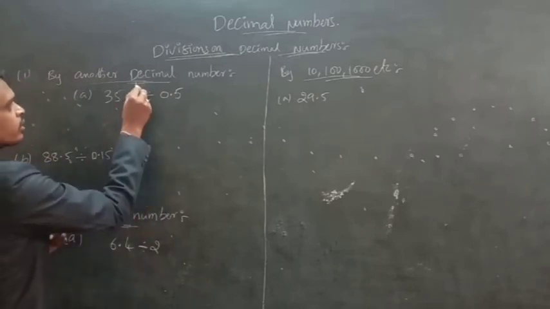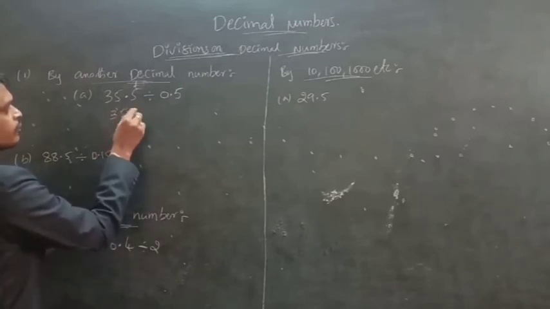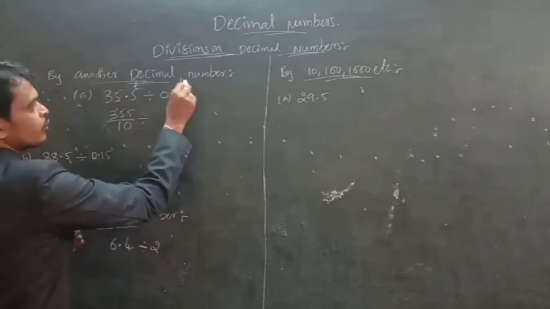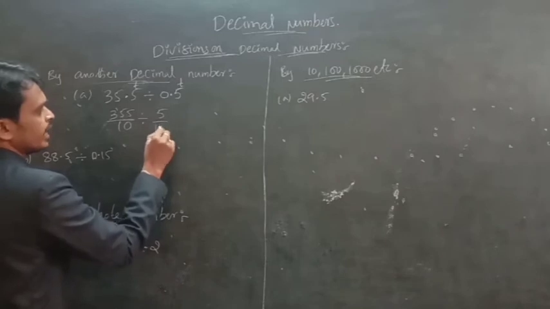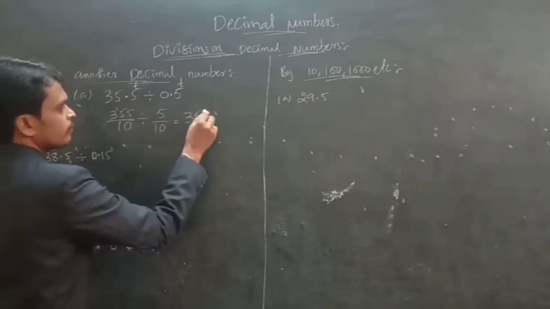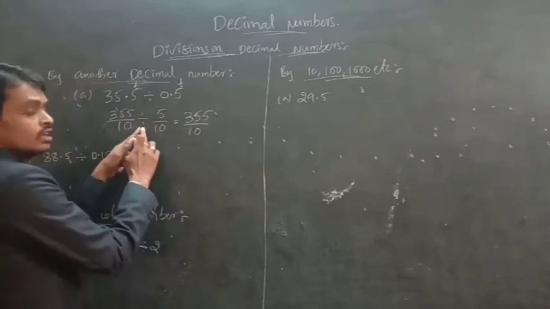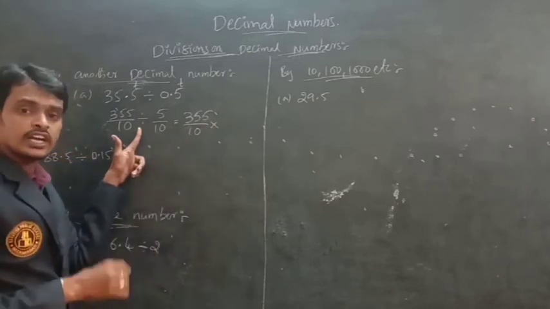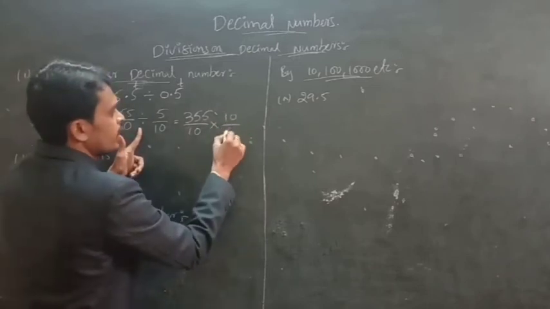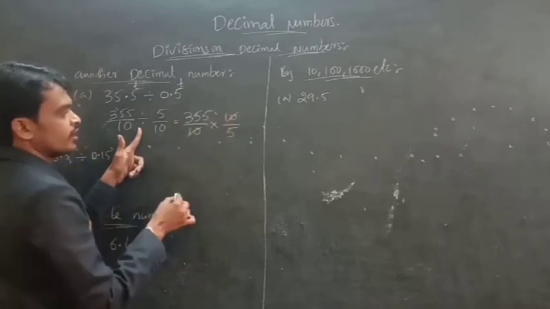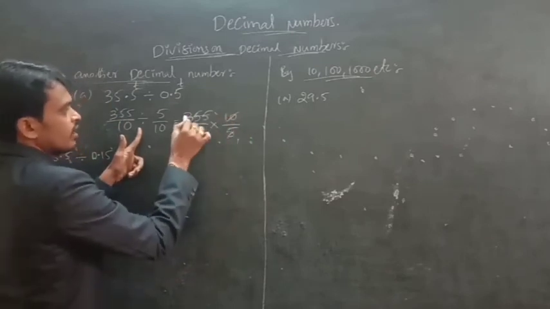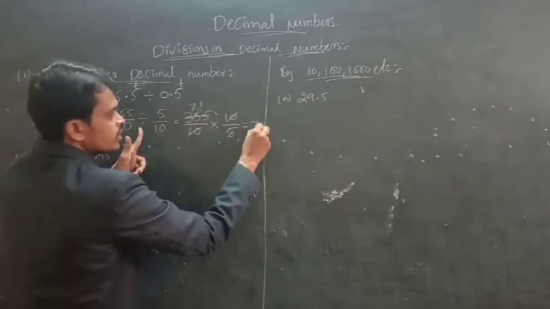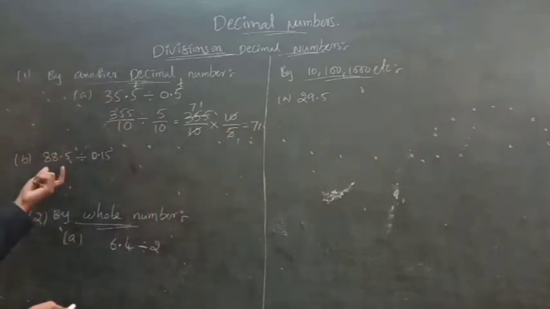Here the point is after the tenth place, so we will write it as 355 by 10, divided by 5 by 10, since here also we have only the tenth place. Then for 355 by 10 we write the reciprocal of 5 by 10 and keep multiplying. The reciprocal of the fraction 5 by 10 is 10 by 5. Now let us cancel the 10, and 5 ones are 5, 5 sevens are 35, remaining 5 ones are 5. Then the answer is 71.